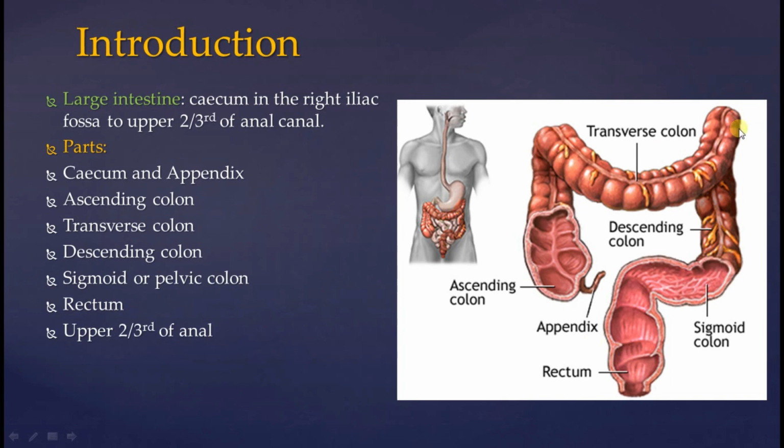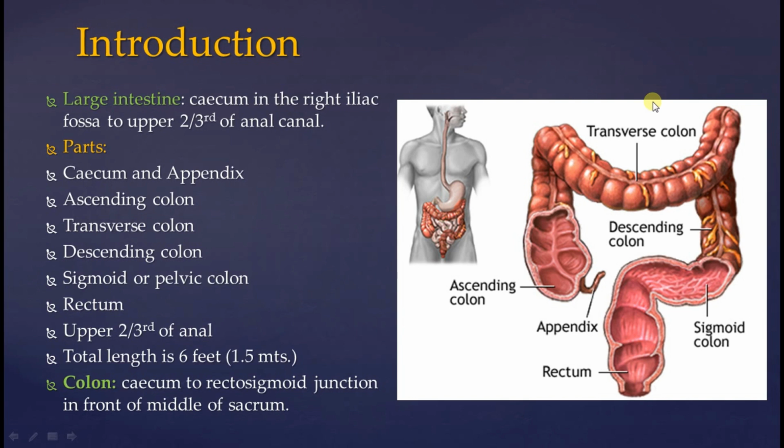It also shows two flexures, which is called as the hepatic flexure or the right colic flexure, and the left flexure or the splenic flexure. So the total length is 1.5 meters or 6 feet, whereas the length of small intestine is 6 meters or 20 feet. So it is almost just the 1/3 length of the small intestine.